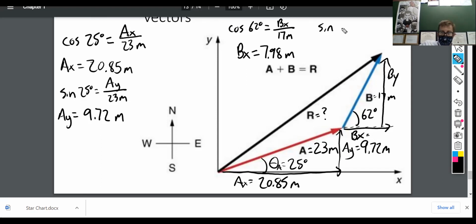Now we'll solve for the y component of B. That's going to be the sine of 62 degrees equal to b sub y over 17 meters, because that's the hypotenuse that we assigned for vector B. So sine of 62 is 0.882 times 17 to give me about 15.01. And so b sub y is equal to 15.01.